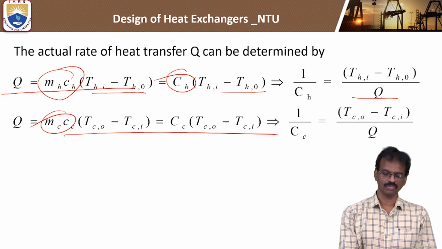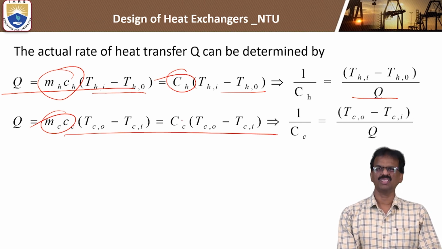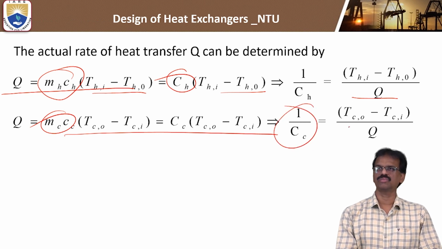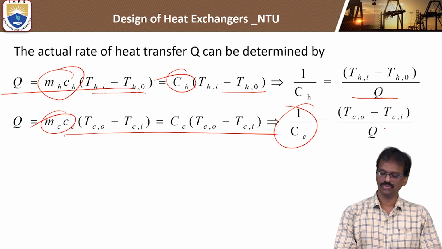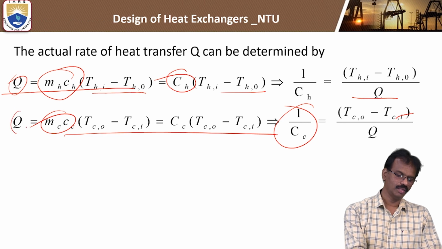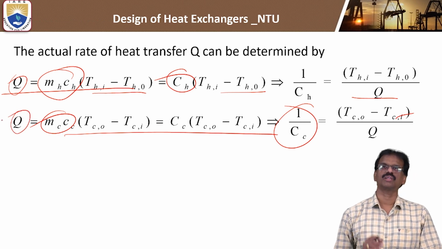mCCc is nothing but a specific flow rate, capital Cc, into Tc naught minus Tca. We can rewrite it like this: 1 by Cc is equal to Tc naught minus Tci by Q. So these are the formulas to find the rate of heat transfer. It means the actual rate of heat transfer.